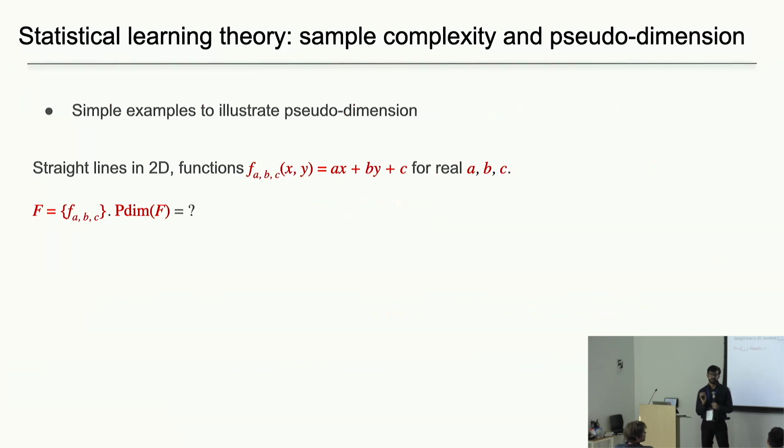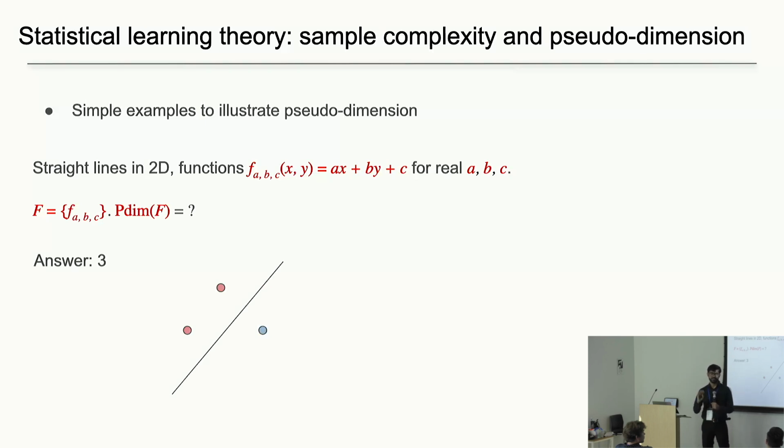So let's think of a simple example for where you can bound a pseudo dimension. Suppose you have straight lines in 2 dimensions. You have this function class which has 3 parameters. It takes a point xy and then it maps xy to ax plus by plus c for some real values a, b, and c. So what's the pseudo dimension? If you've seen VC theory, the answer is 3.